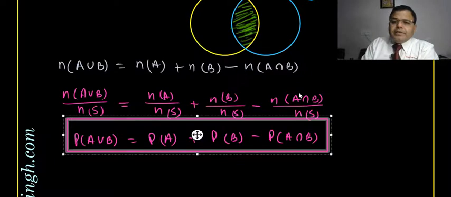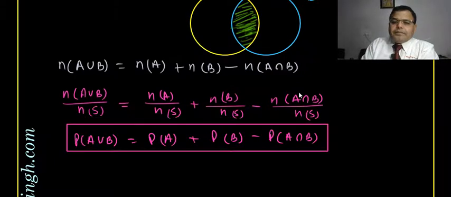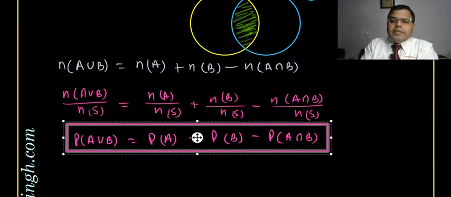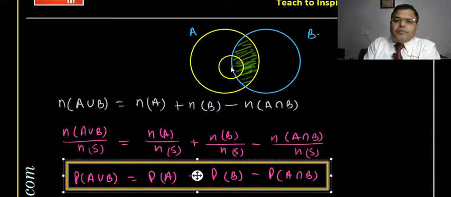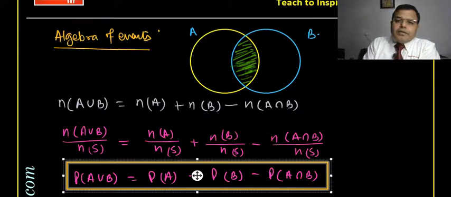Event is described as A or B. So this is the probability of A intersection B. This is a rule of probability. So here we can write the algebra of events. Right? So these are the algebra of events.